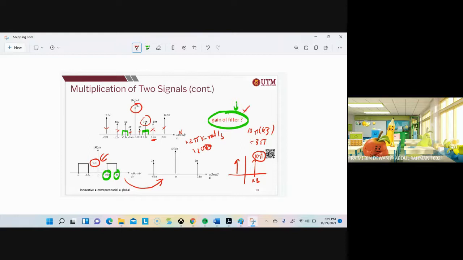Sometimes this one doesn't really appear. I worry in a question you ignore this one. Sometimes we have it.